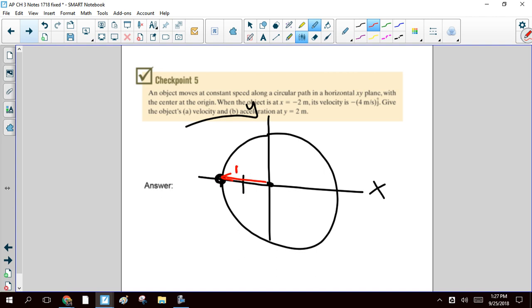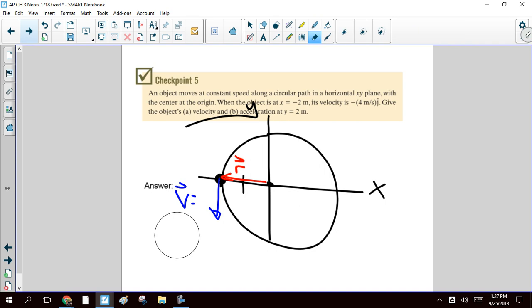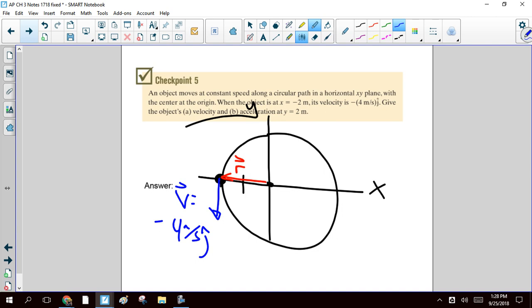Here's our radius vector, and our velocity vector, which I believe last time I drew in blue, so let's stick with that color coding. It's -4, 4 meters a second. I guess we can put the negative and put a j on it. It wants the velocity and the acceleration at y equals 2. So the idea is sooner or later the object gets over here. Now we've got this new radius vector. It's still a magnitude of 2, but it points in a different direction.